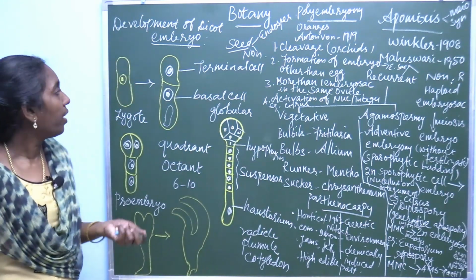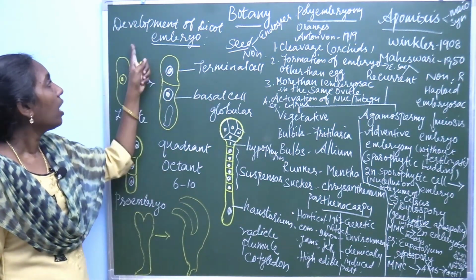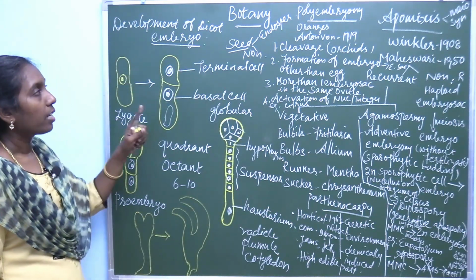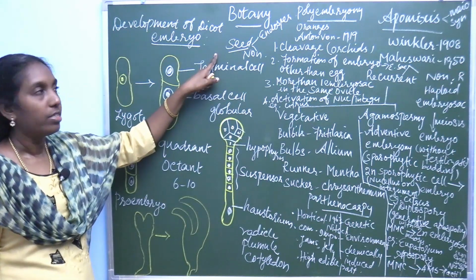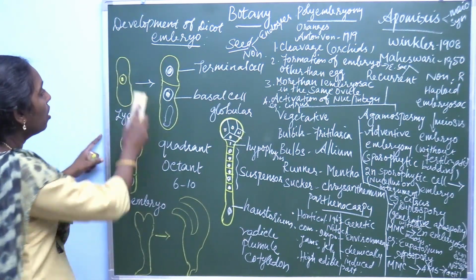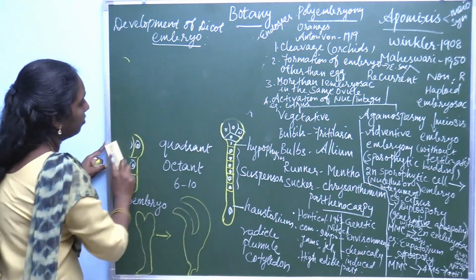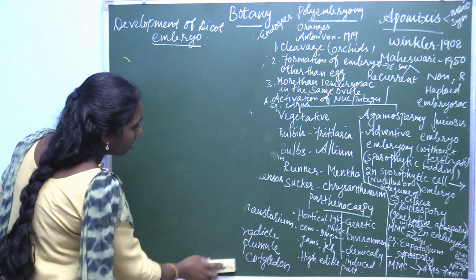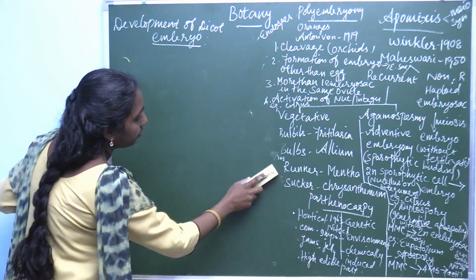The structure of dicot seed. So this is the first question: development of dicot embryo, 5 mark question. Second question, 3 mark question, definition. Seed definition, 2 mark question. Types of seed, endospermous and non-endospermous. Now, structure of dicot seed and monocot seed.